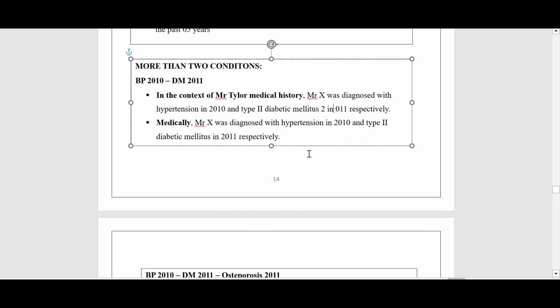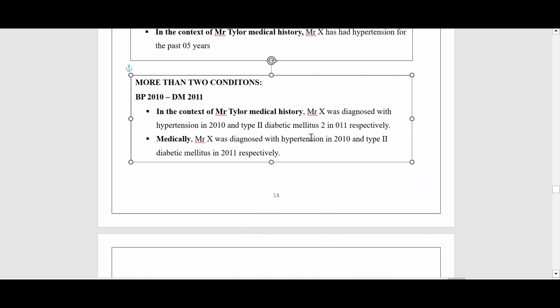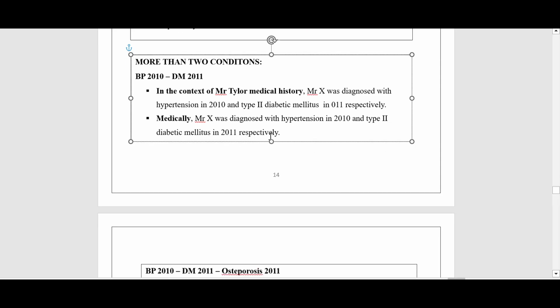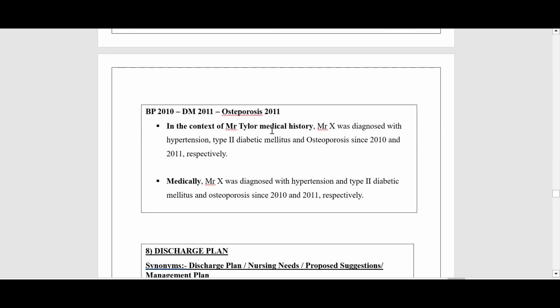Now, some students are asking about type 2: do we need to put a 0 for diabetes mellitus or not? No need to, just put the Roman number here, then there is nothing to worry about at all, okay. And now more than 2 conditions, how should you write? In that case, you need to put the comma in front of the year, respectively. Before that you need to put the comma, okay. Otherwise you can write like this directly, okay.